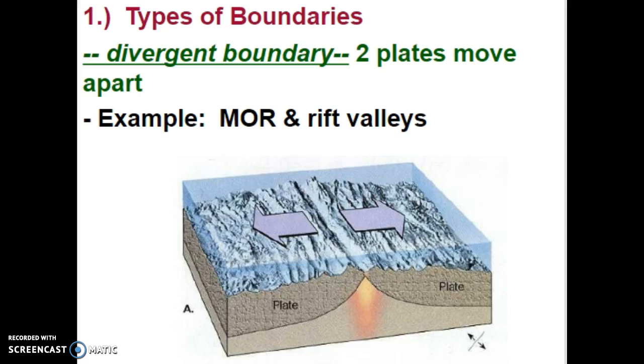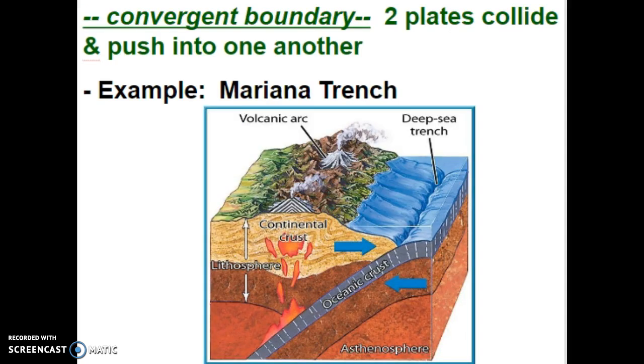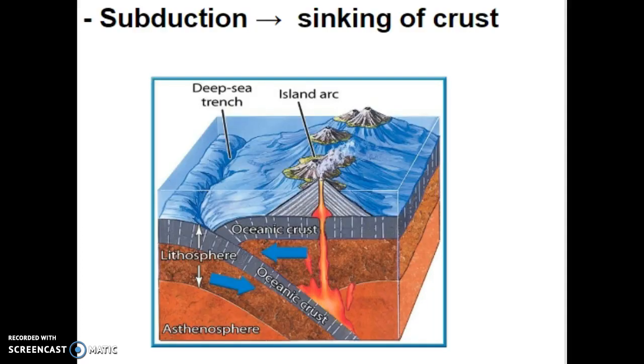A divergent boundary is when two plates move apart from each other. An example of that would be the mid-ocean ridge and rift valleys. So divergent means moving away. A convergent boundary is where two plates are going to collide and push into one another. An example of that is the Mariana Trench, which is in the Pacific Ocean. This is the deepest part of the Earth's surface. So we have one plate subducting, or sinking, under another.